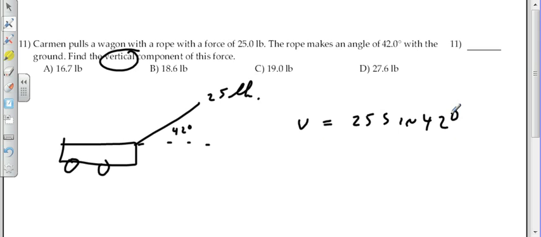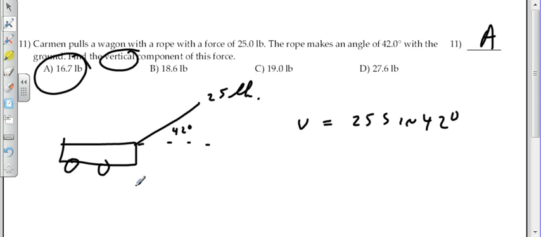25 times sine 42. Oh, I'm in radians. I get back into degrees. Back in degrees. 25 times sine 42. 16.7. Do I have a 16.7? Yes, I do. Isn't that nice? A.